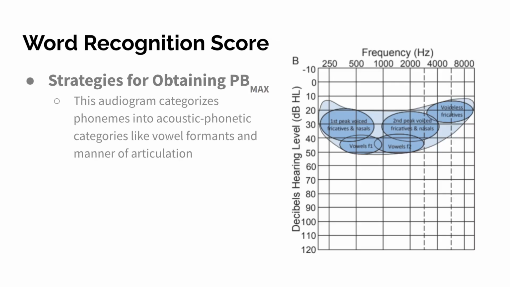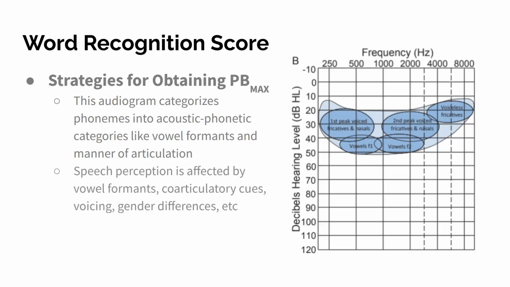So, strategies for obtaining PBmax. This audiogram also categorizes phonemes into acoustic phonetic categories like vowel formants and manner of articulation. Just another way to categorize it. Speech perception is often affected by vowel formants, co-articulatory cues, so the relationship between adjacent vowels and phonemes, or consonants rather, voicing, gender differences. You've probably talked about things like vowel formants, co-articulatory cues, and voicing in your undergraduate phonetics class, I hope.